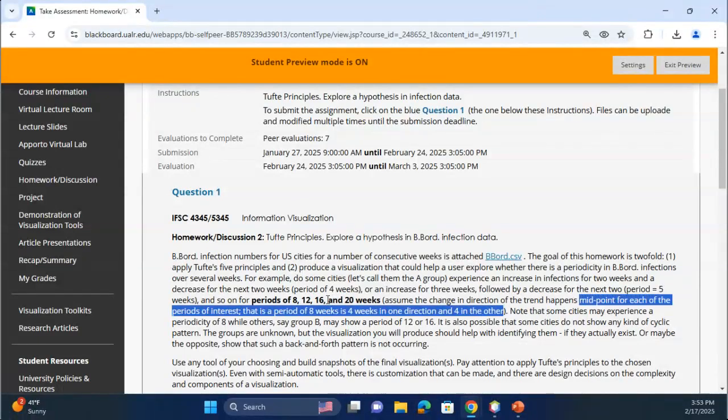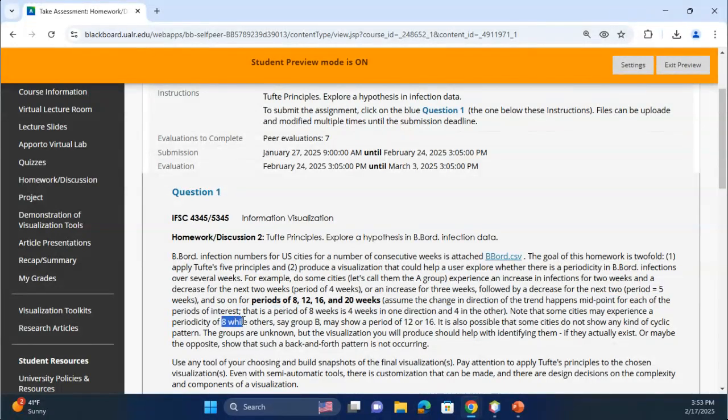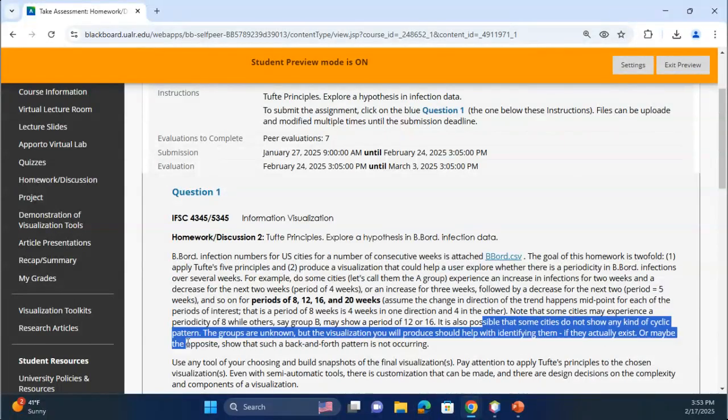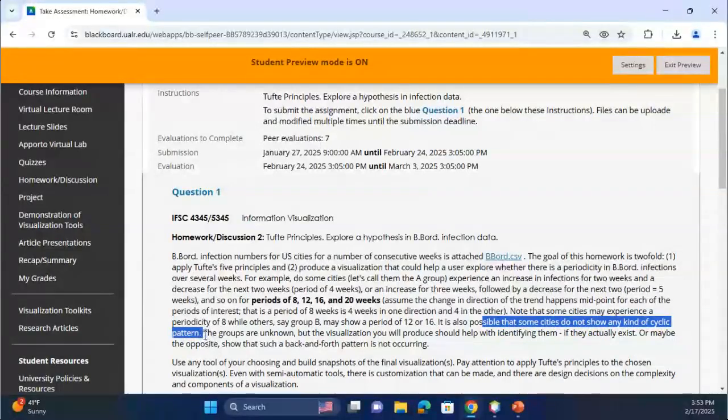Keeping it simpler reduces it really to about 4 possibilities to look for. Some cities may experience 8, other cities may show 12, or other cities may show 16. And very likely, most cities don't have a cyclic pattern. And the visualization should show me that there is no pattern there.